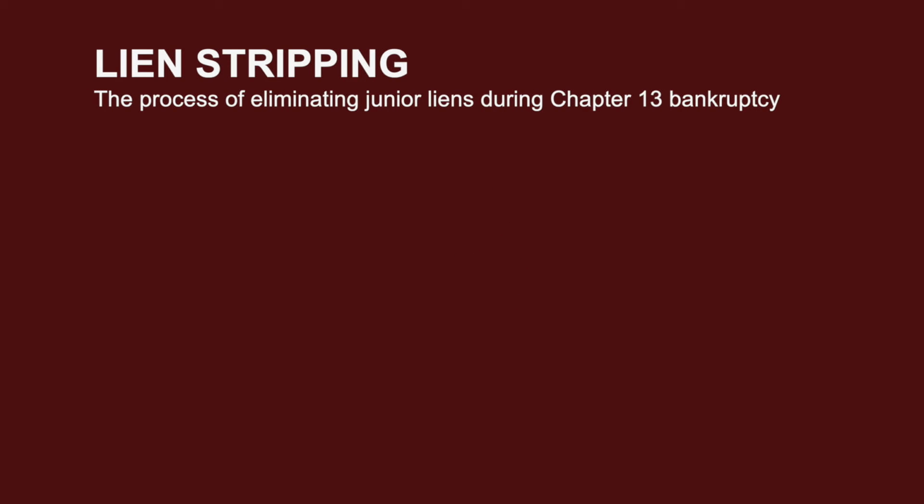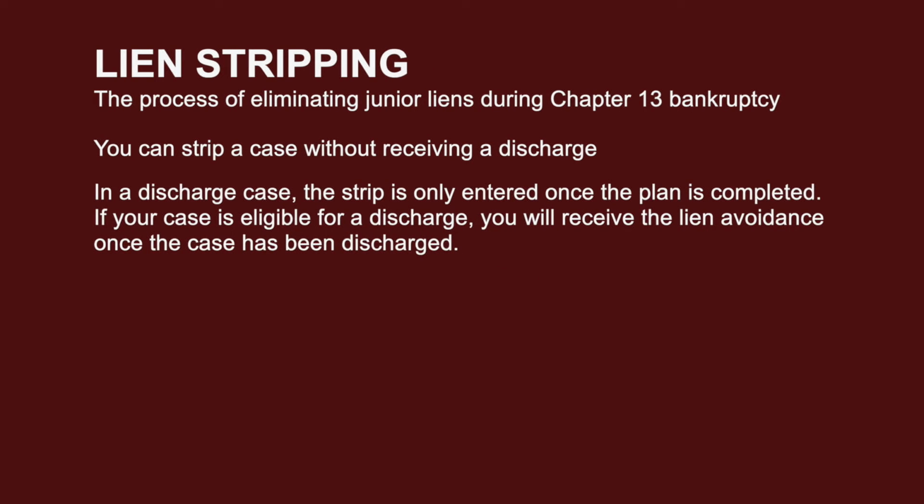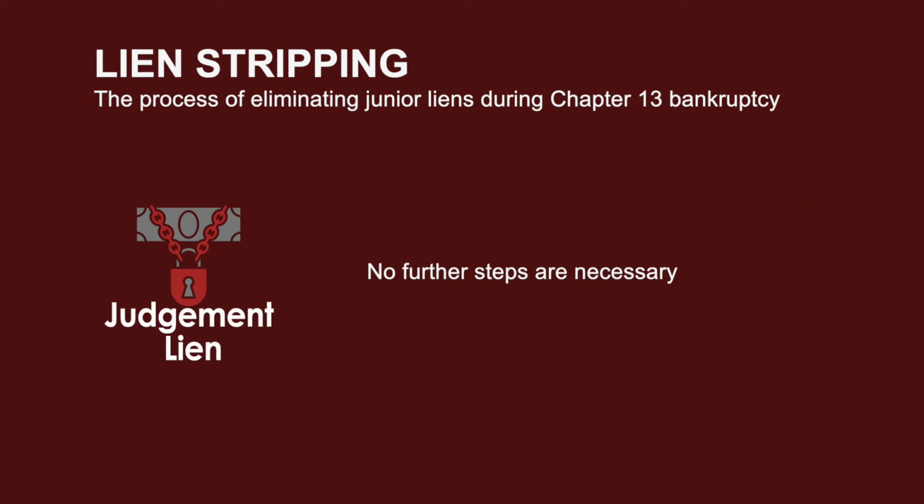A couple of notes on stripping liens. The first is you can strip a case without receiving a discharge. However, the strip is only entered in a discharge case once the plan is completed. If your case is eligible for a discharge, you will receive the lien avoidance once the case has been discharged. A judgment lien, no further steps have to be taken.